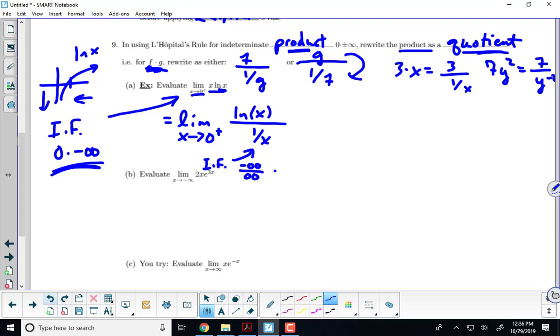So now that this has the correct indeterminate form for which L'Hopital's rule applies, let's go ahead and do it. This gives us the limit as x approaches 0 from the right of, what's the derivative of the natural log of x? It's 1 over x, all over, what's the derivative of 1 over x? It's minus 1 over x squared.